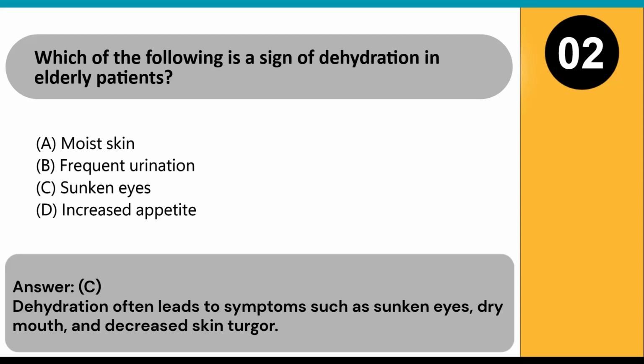Answer: C. Dehydration often leads to symptoms such as sunken eyes, dry mouth, and decreased skin turgor.